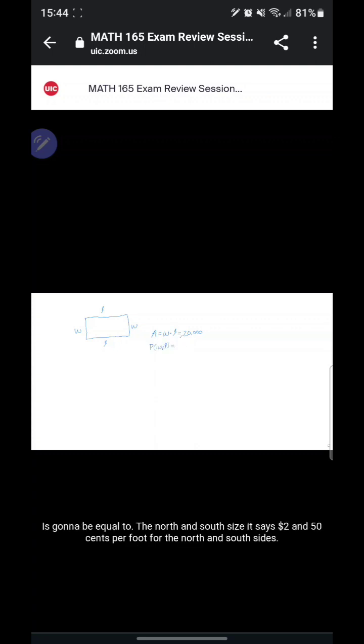Is going to be equal to the north and south sides. It says $2.50 per foot for the north and south sides. So we have $2.50 per length here and $2.50 per length here. So really what it's going to be is the rate, 2.5, times how much we have of it, which is 2 times length, right? Because we have one for the top and bottom. And we can add that to the same principle over here, which is just 3.2 times 2W.